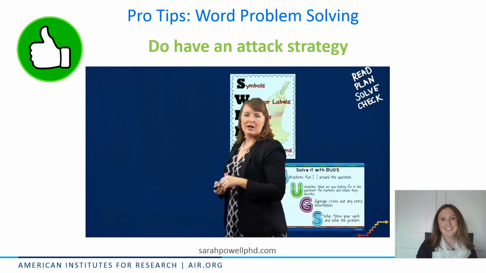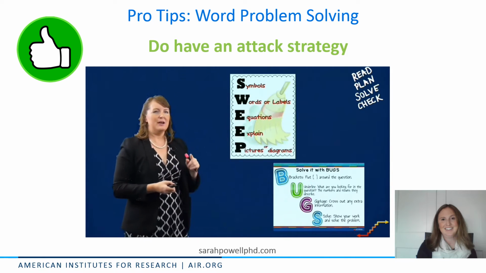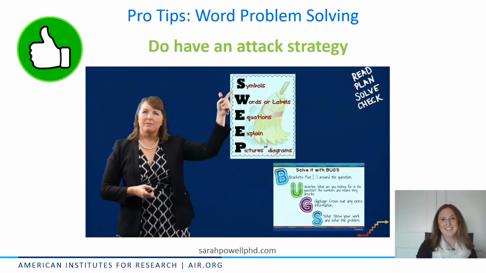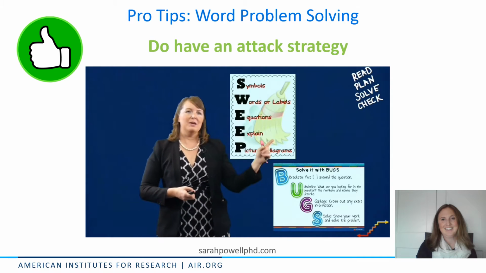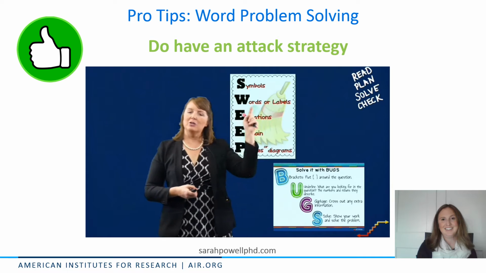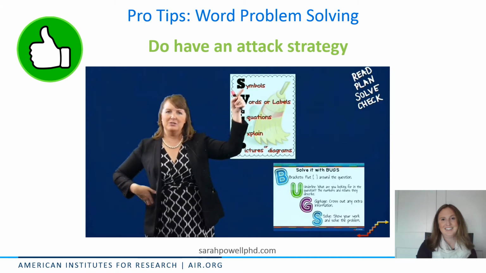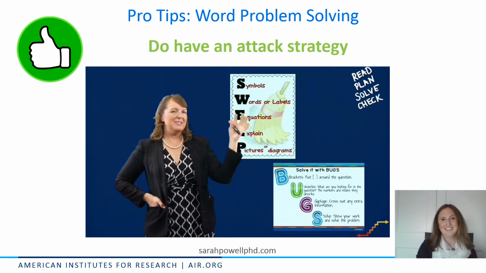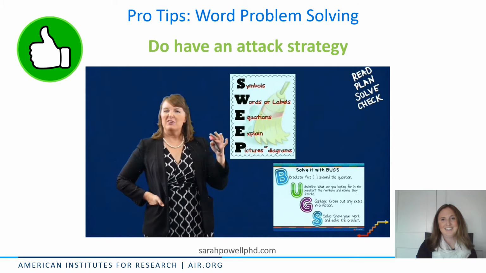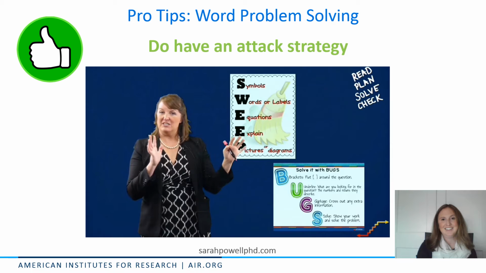Here are two other attack strategies. Now with these two here, we've got SWEEP and we have BUGS. Let's go ahead and look at SWEEP a little bit. Here with SWEEP, I see that the first thing is to do something with symbols. The first thing is not to read the problem. So I don't think this is a very good attack strategy.